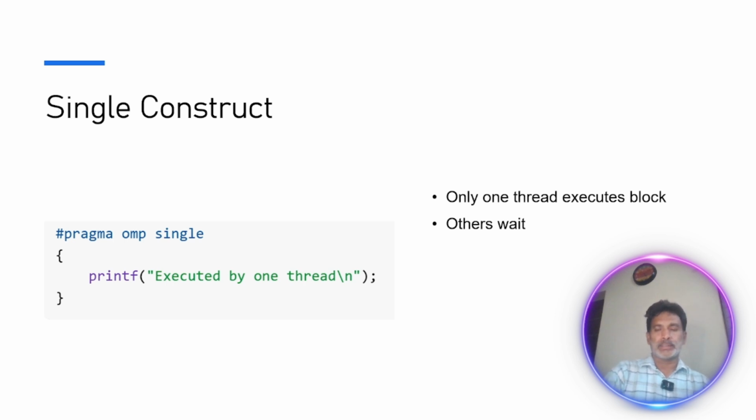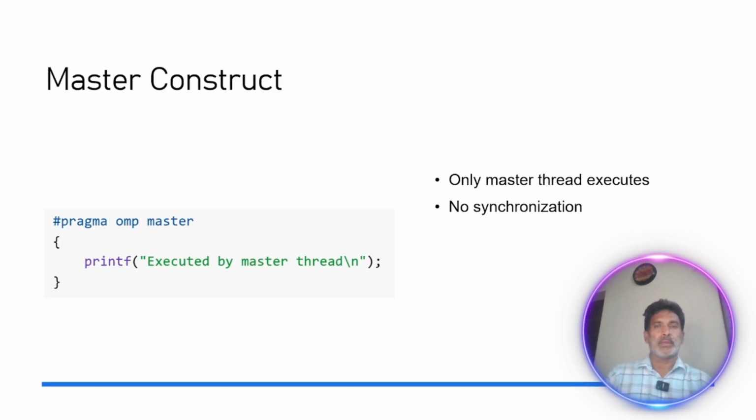The single construct mainly ensures that only one thread executes a block while the others wait. And next one is the master construct. Here you can see the master construct allows only the master thread to execute without synchronization.